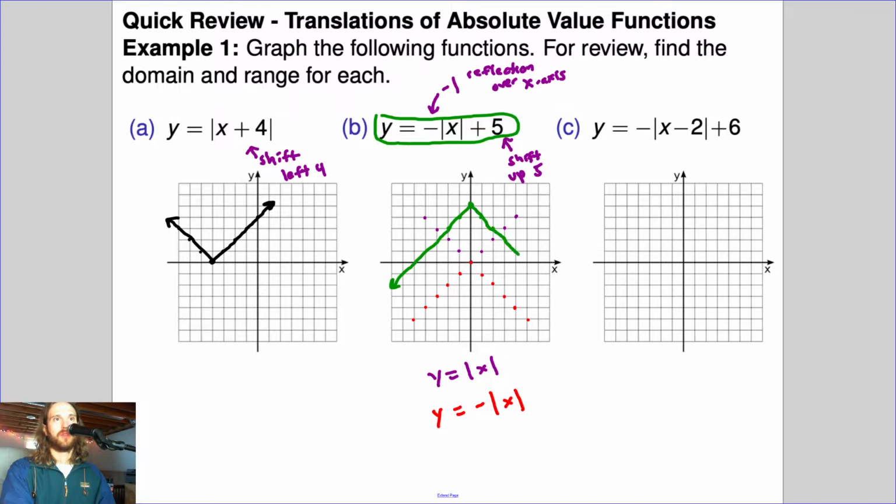Sorry, my lines aren't super straight. It's a problem I have. I'm trying my best. Okay, let's keep going.